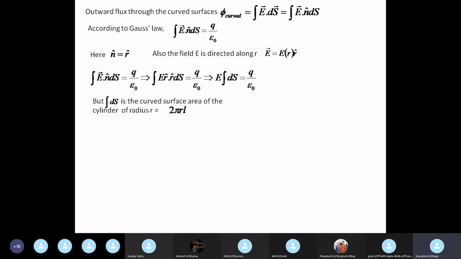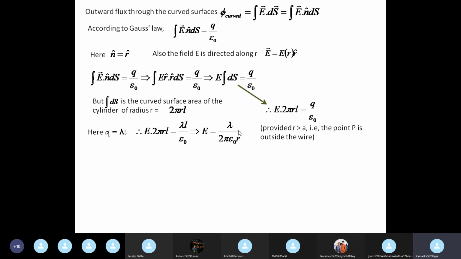Curved surface area is 2 pi r L and charge Q is lambda into L. So in this expression of Gauss's law, E into 2 pi r L equals lambda L by epsilon naught. So E is equal to lambda by 2 pi epsilon naught r, provided r is greater than a, that is, we are at a point P which is outside the wire. Since it is a very thin wire, we can safely say that the point P is outside the wire.